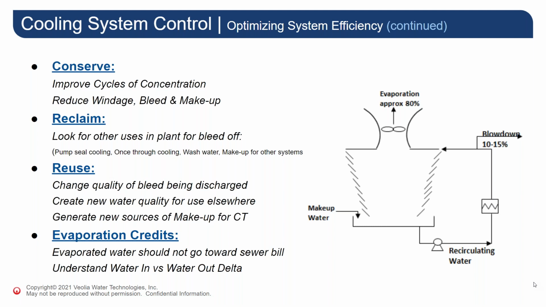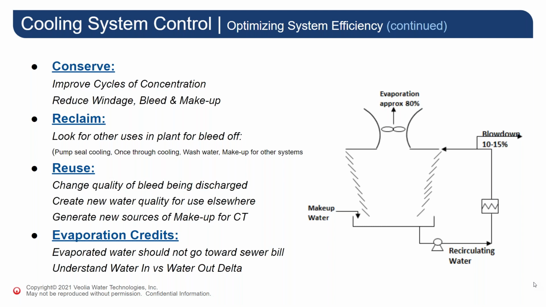Repairing system leaks, keeping the tower distribution deck properly balanced, and ensuring nozzles are clean and present are all ways to conserve water. Reuse can be an option where water is used again before disposal. Using cooling tower water bleed off for pump seal cooling is an example.